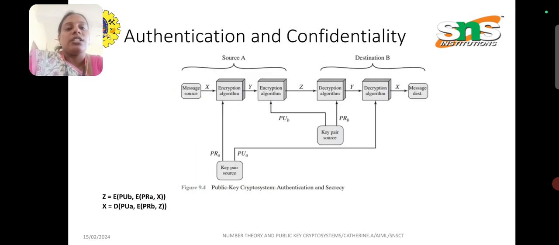Authentication and confidentiality. So here Z is equal to the encryption with the public key of Bob and the encryption with the private key of Alice, giving the ciphertext. Then the ciphertext is decrypted using Alice's public key and Bob's private key on Z.